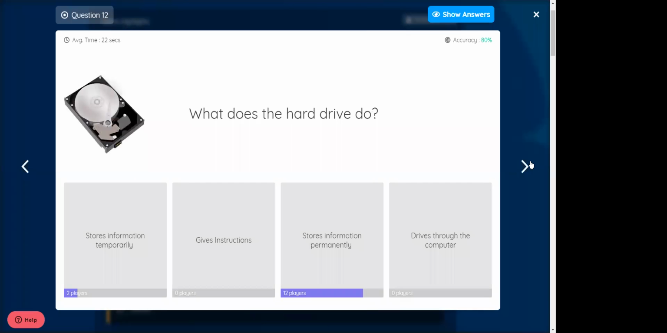What does the hardware do? Stores information permanently. Okay. What else? Give instructions or drive the computer? No, right? It only stores the information permanently.